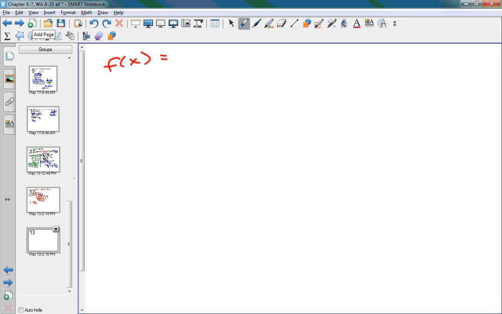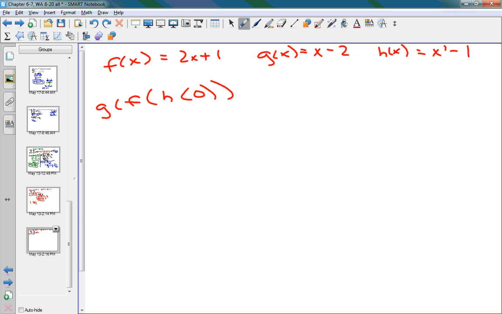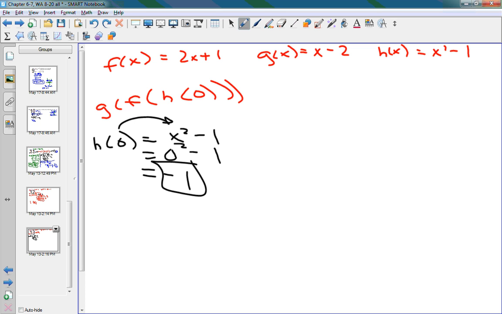If f of x is equal to 2x plus 1 and g of x is equal to x minus 2 and h of x is equal to x squared minus 1. What is g of f of h of 0? How do I do that? What do I do first? I'm going to do h of 0. Well, h is x squared minus 1. So that's going to give me 0 squared minus 1, which is negative 1.